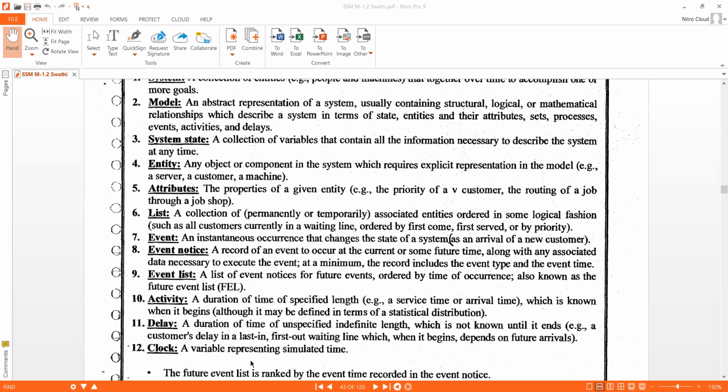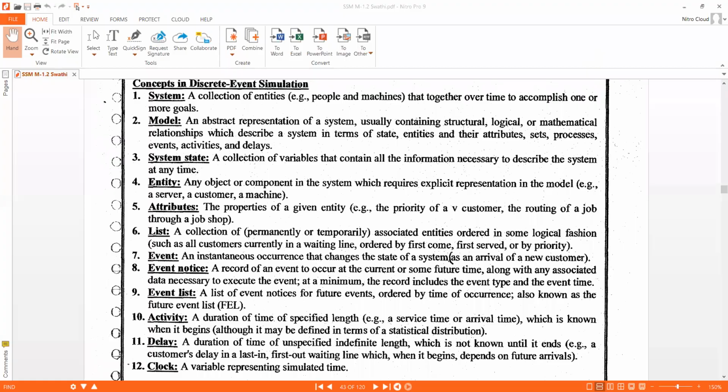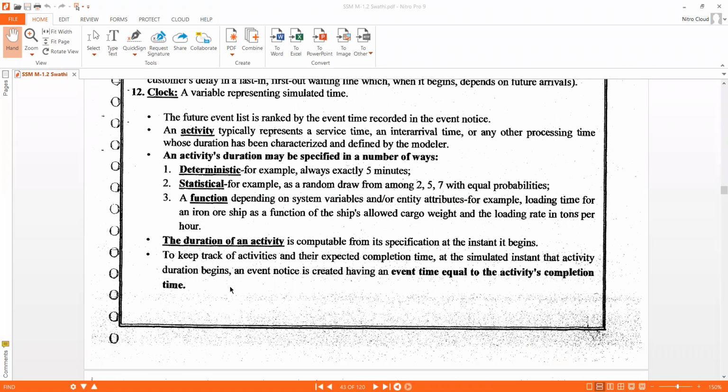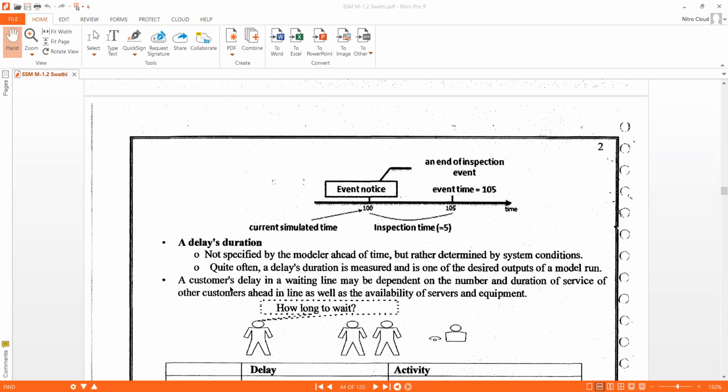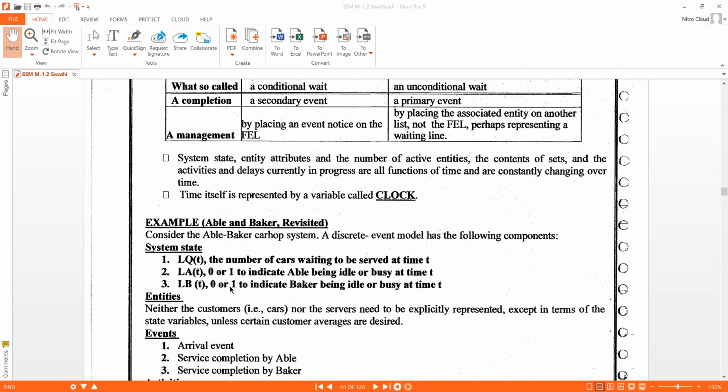Clock is a variable representing simulated time. Here we use the clock. We'll discuss these concepts in discrete event simulation by using an Able-Baker problem. In the Able-Baker problem, how we are going to represent these concepts, we'll see now.